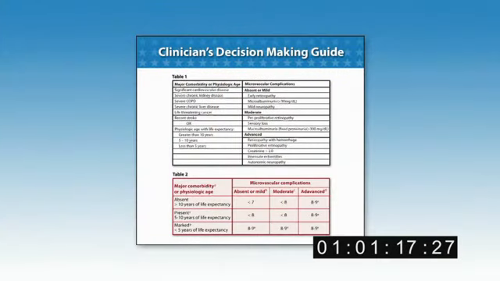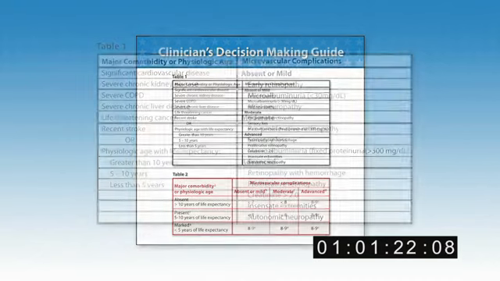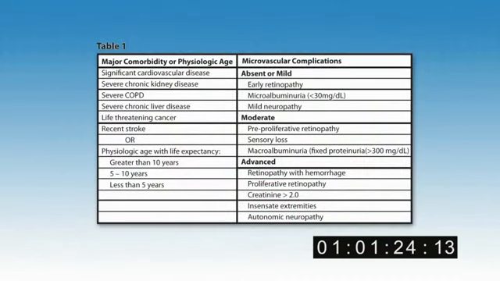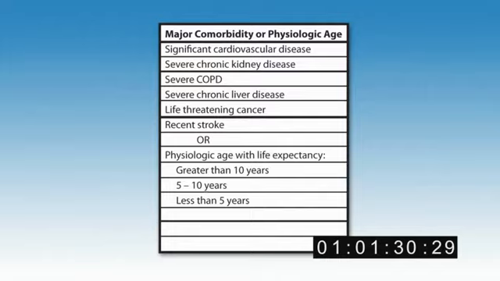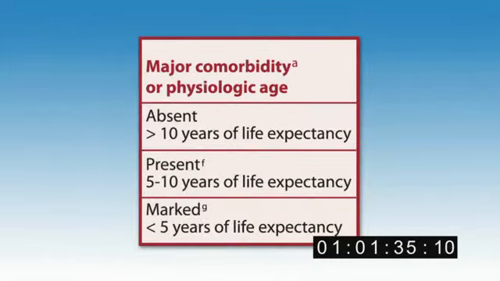To help clinicians determine A1C goals for their patients, we have created a decision aid from our VA DoD guideline that consists of 4 steps. The first step is to categorize each patient along the lines of major comorbidities or life expectancy, and these are listed on the left-hand column of the first table. Major comorbidities may be absent, present, or marked, or the patient may have an estimated life expectancy of greater than 10 years, 5 to 10 years, or less than 5 years.